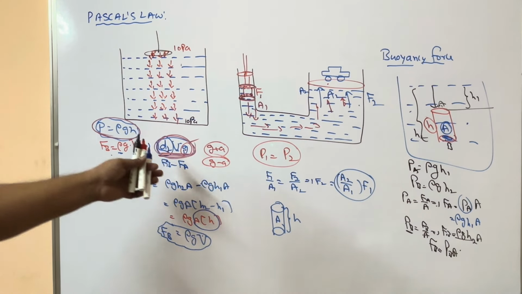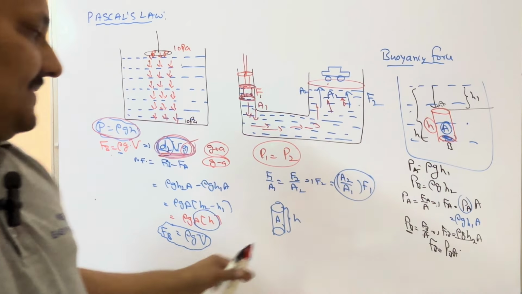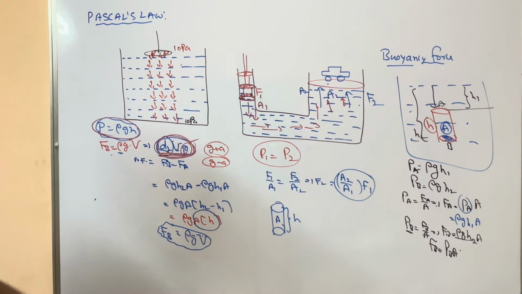So V is the volume of the object within the liquid, g is the acceleration due to gravity, and d_l is the density of the liquid.